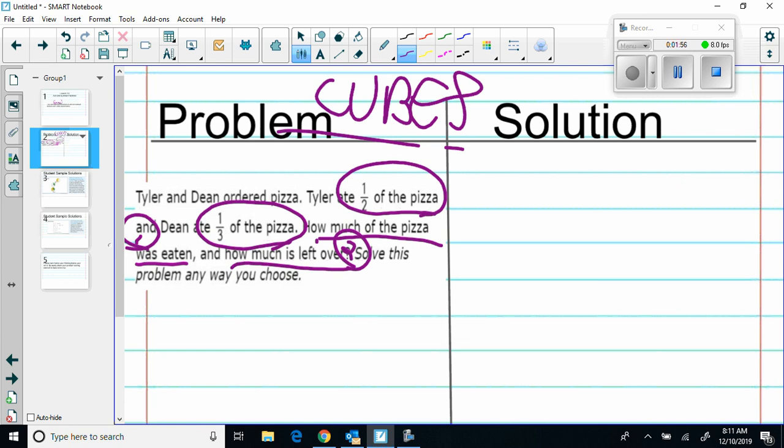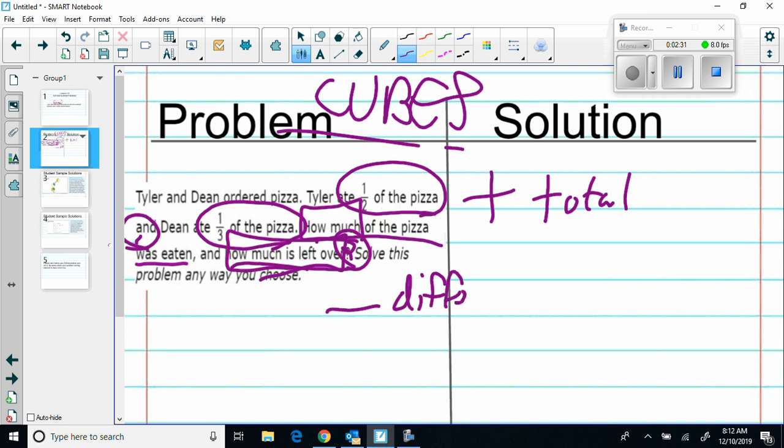I like to put a number 1 and a number 2 so my brain recognizes, okay, I need to have 2 answers here. Now we need to box important words. So how much was eaten, I'm going to box how much, and then I'm going to mark how much is left over. That's making my brain recognize 2 separate things. How much was eaten, I would want the total for how much was eaten. And how much was left over, I'm going to want to subtract in order to find the difference in what was left over.